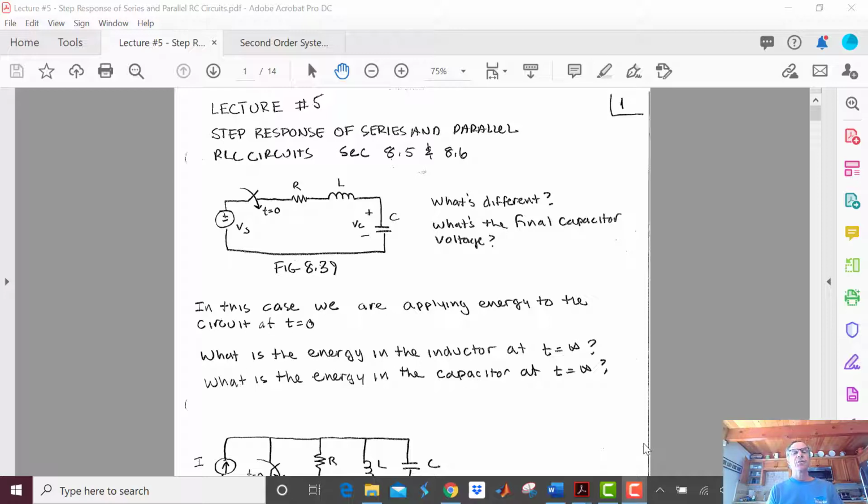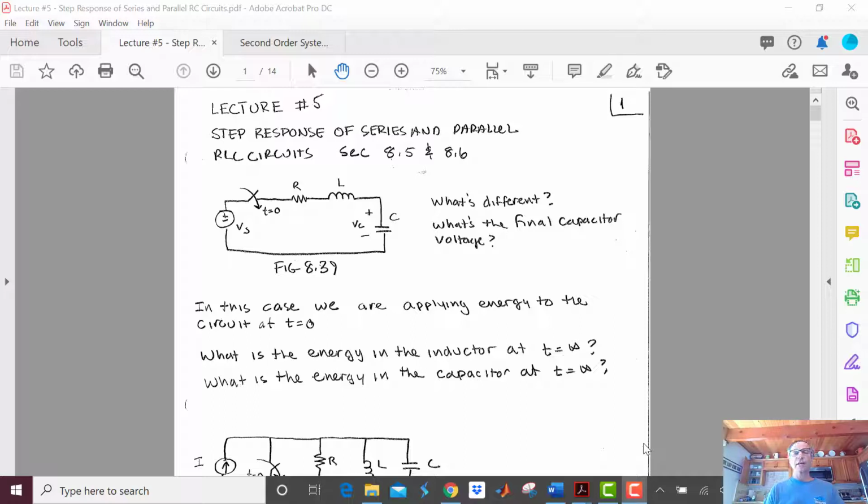And in this lecture, we're going to discuss step response of series and parallel RLC circuits, which in our textbook, Alexander and Sadiku, is section 8.5 and 8.6. Now, we call this step response of series and parallel RLC circuits, and I kept that name because that's the name we use in the book.